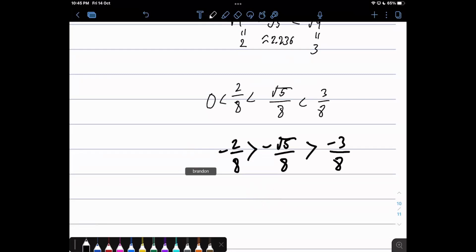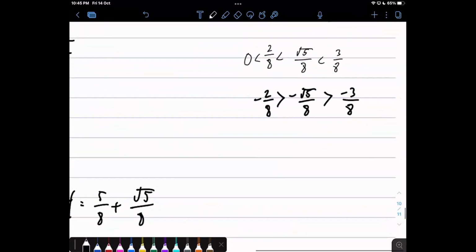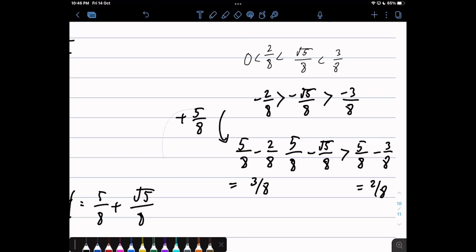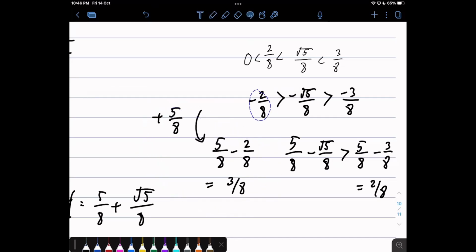So what does that mean? It means that now if I just add 5/8 to all sides of the expression, 5/8 minus 3/8, 5/8 minus 2/8. What I just did was add 5/8 throughout the inequality. The left hand side is 3/8 now. The right hand side is 2/8. Sorry, I forgot to put a more than symbol over here.